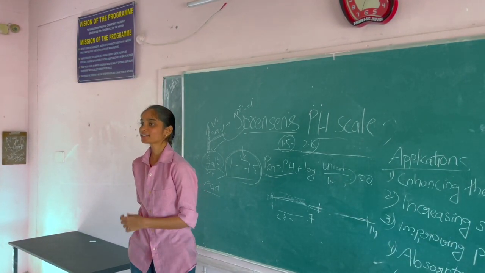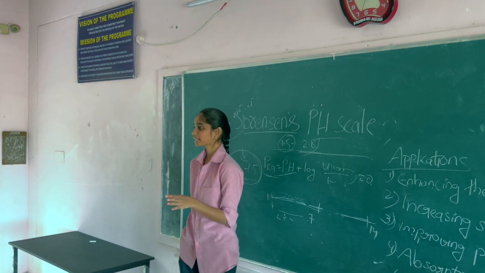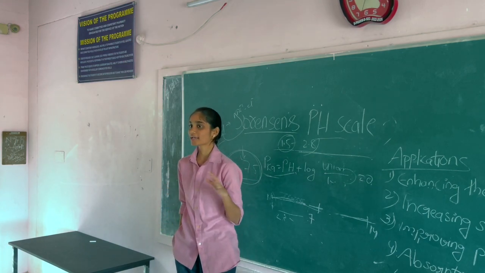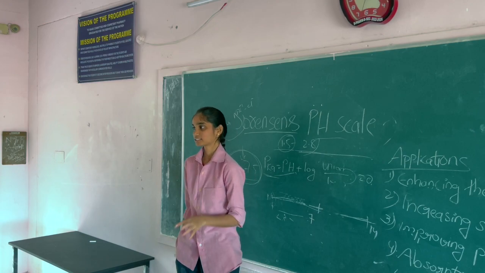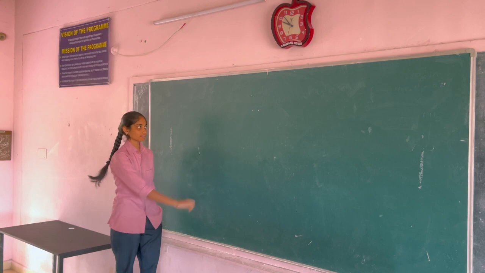So today my topic is about the Sorensen pH scale and determination of pH by using colorimetric and electrometric methods. This is what I am going to teach in today's class. Today's topic is about the Sorensen pH scale.